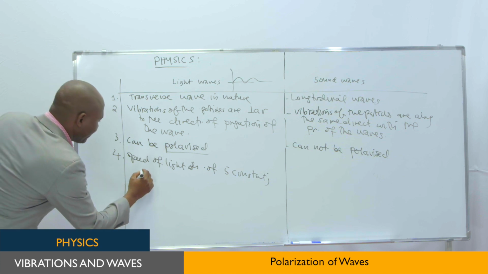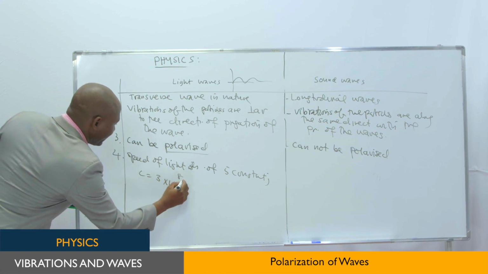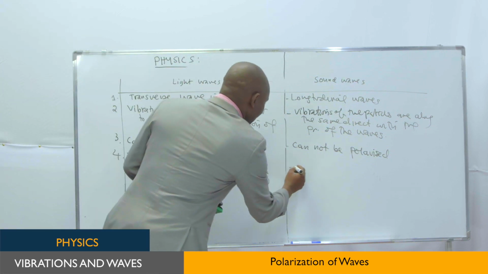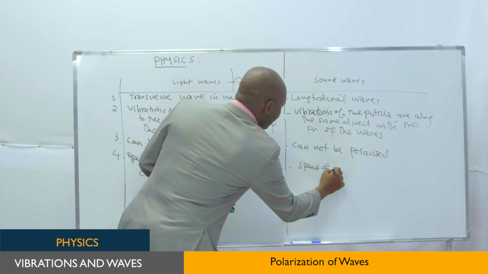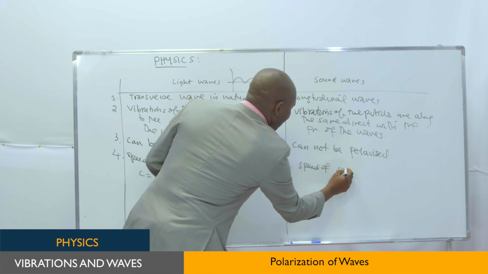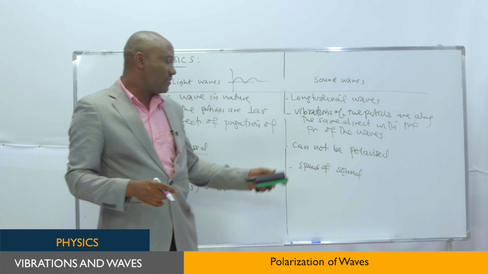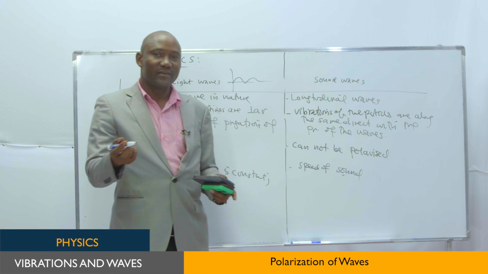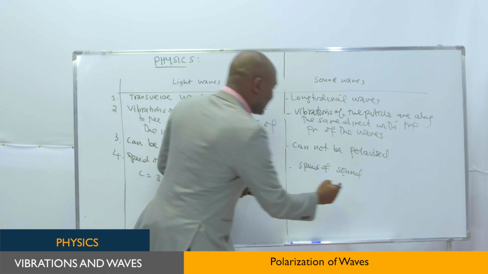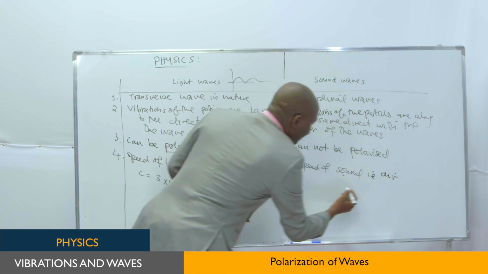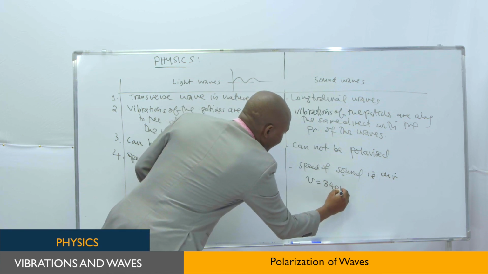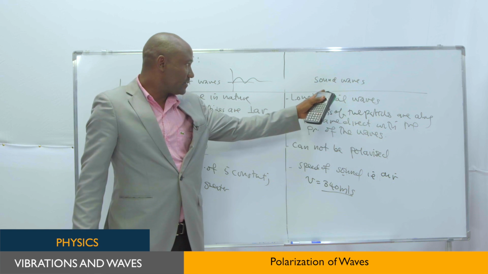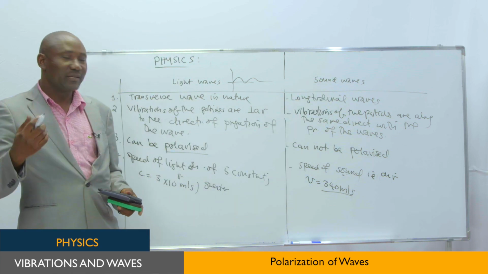The speed of light is given by c equals 3 times 10 to the power 8 meters per second. This is greater than the speed of sound. The speed of sound depends on the medium in which the waves propagate. For example, when you produce sound in air, it's different from when you produce sound in water. In air, at normal temperature, v equals 340 or 330 meters per second. So the speed of sound depends on the medium in which it propagates.